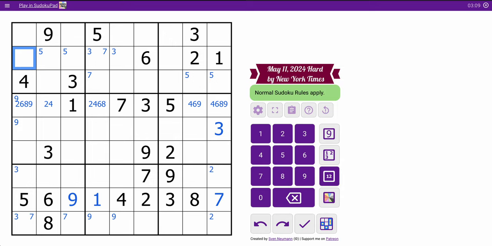Okay, 9. Oh, 9, 5, and 5, 9. Actually, 5 and 9 are both ruled out of here. So that's a 5, 9 pair. So 1, 2, 3, 5, 9. I need 4, 6, 7, 8 to fill out box 3.